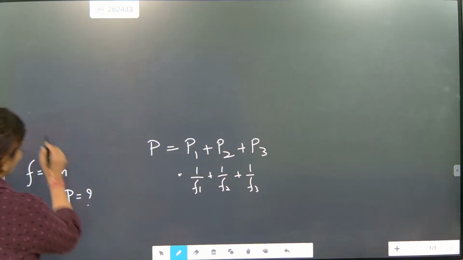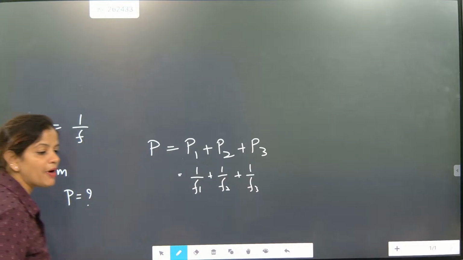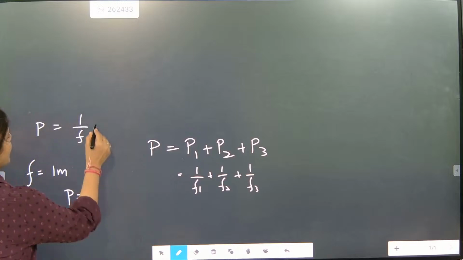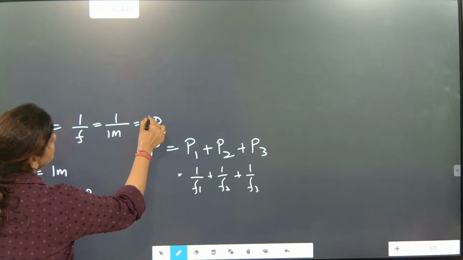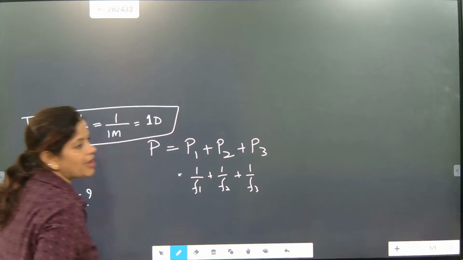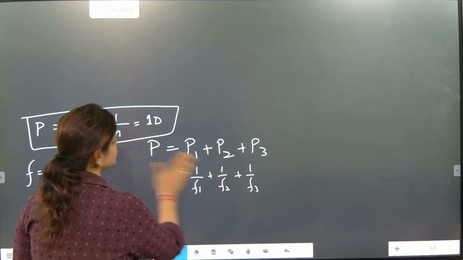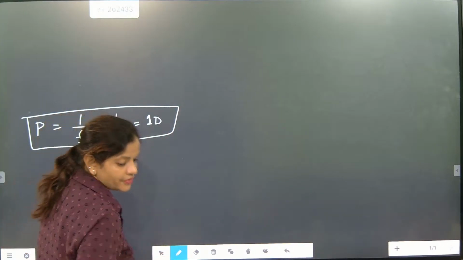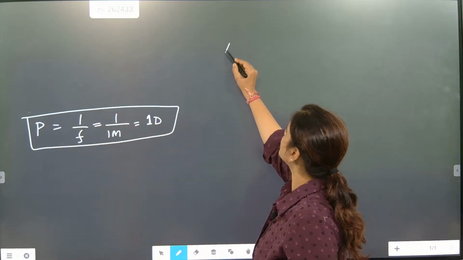Now look here. Power formula is 1 by focal length. Correct? What is the power formula, beta? Power formula is 1 by focal length, and 1 by focal length means 1 by 1 meter. And 1 by 1 meter is what? 1 diopter. Note down. Power is 1 diopter. I am ready for the next question. See, net power formula I have discussed. Now we are going to solve using this method. Write this one, beta. Now next, write. Now numerical, write.